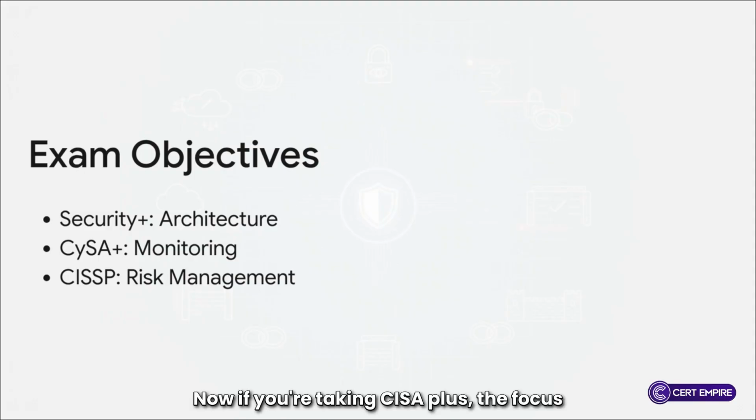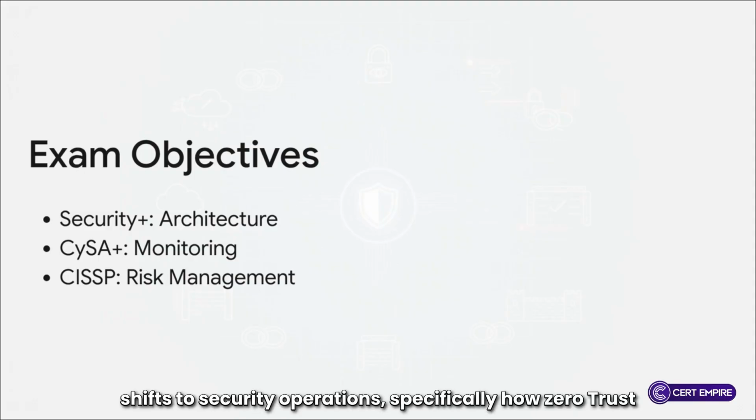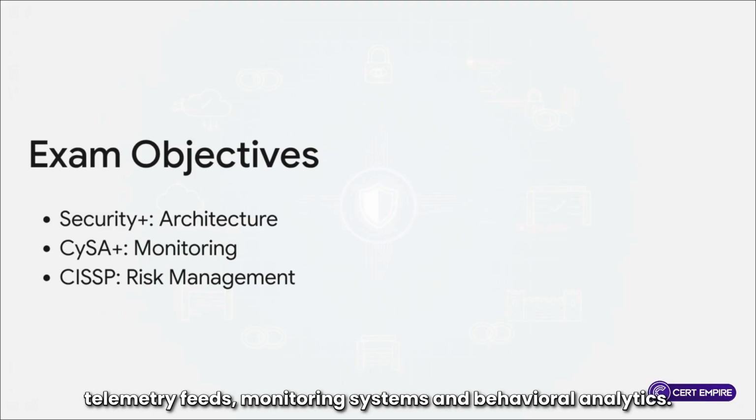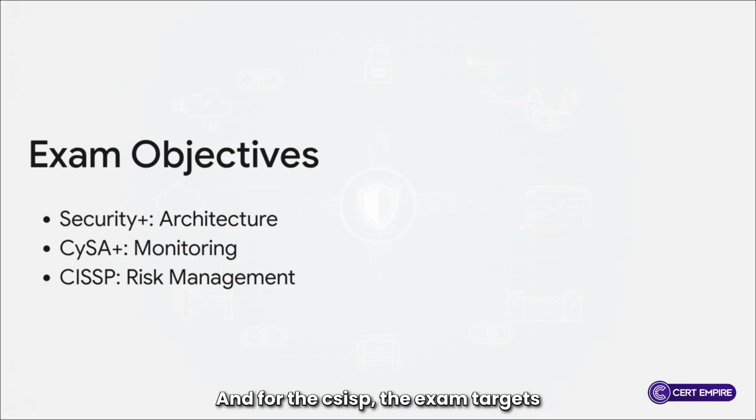Now, if you're taking CISA Plus, the focus shifts to security operations, specifically how Zero Trust telemetry feeds monitoring systems and behavioral analytics. And for the CISSP, the exam targets the executive level, things like governance, risk management, and how you actually justify a Zero Trust initiative to corporate leadership.